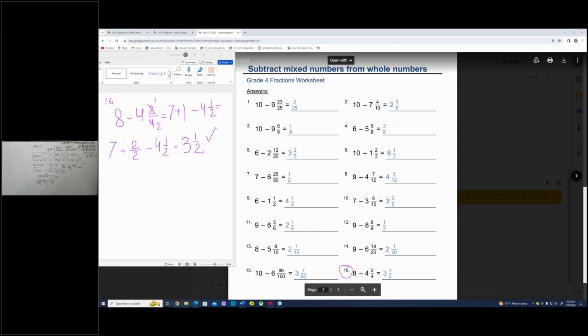You can compare. Why do I give this homework with answers? Because when you do it, you compare. If you have the same result, put a check mark. If not, do it again. Any more questions for this handout? We have more handouts. I need time for the new topic as well. Who understands this subtraction of mixed numbers from whole numbers? Everybody, right? Let's move to another topic because you got the idea.